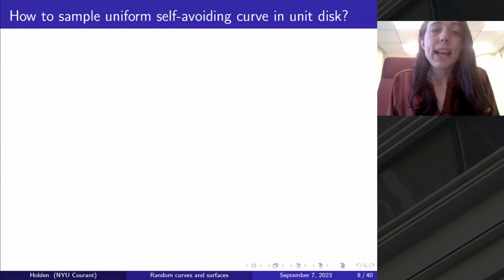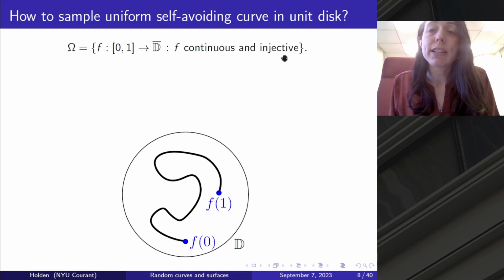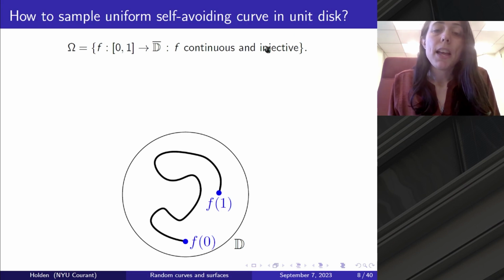Then we ask, how can we sample a self-avoiding curve in the unit disk uniformly at random? So now we're interested in curves in the unit disk. We want our function to take values in the closed unit disk, and then we want our curve to be self-avoiding. This simply means that the function is injective. You can see one example of such a curve in this figure.